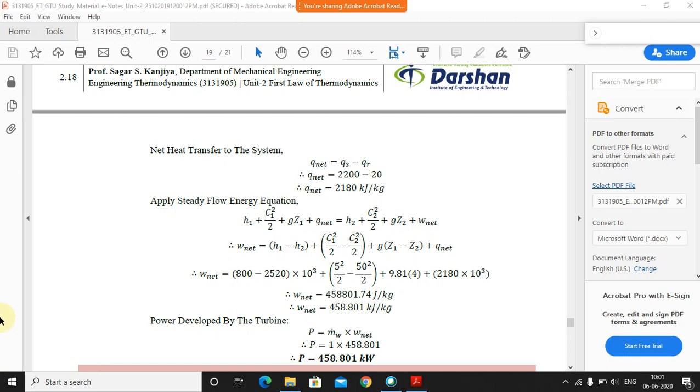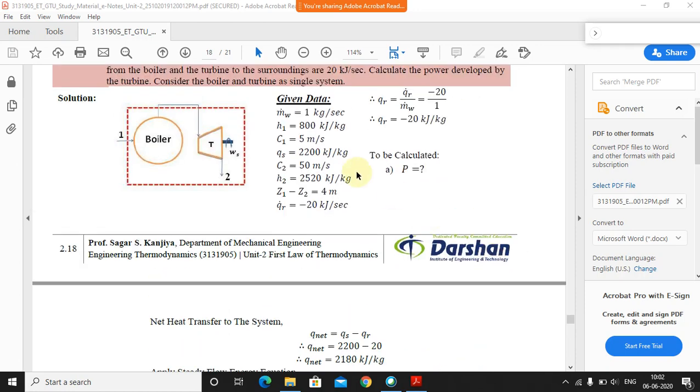Now what is the steady flow energy equation? That is m into h1 plus c1 square by 2 plus gz1 plus Q net is equal to m into h2 plus c2 square by 2 plus gz2 plus W net over there. Now we have all the values over there, because this is a complete system, so that's why we have to consider the complete equation. Now we'll substitute all the values.